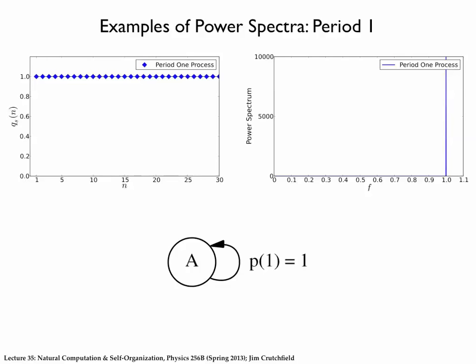So the correlation functions are particularly easy and straightforward. If I pick one symbol, the probability that a symbol downstream from it is the same is 1, because they're all 1s. That's the only thing we have in the spectrum.